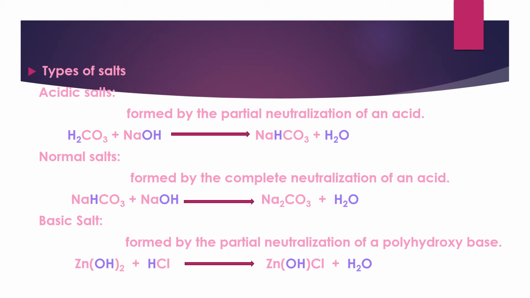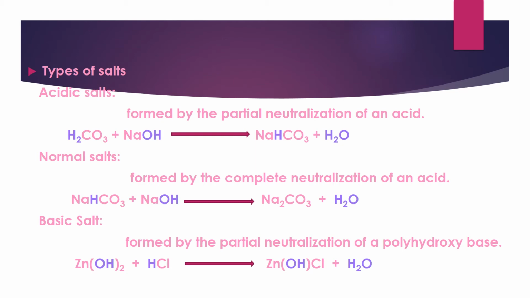There are three types of salt. First one, acidic salt, normal salt and basic salts. Well, now what is the difference between these three salts? In the acidic salts, as you have learned, salts are formed by replacing the hydrogen atoms from the acids by a metallic atom.